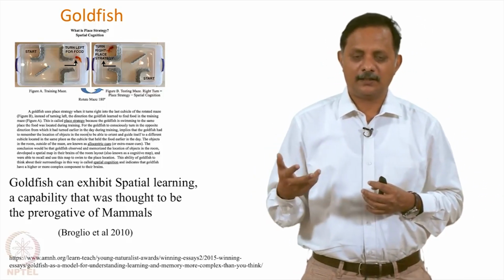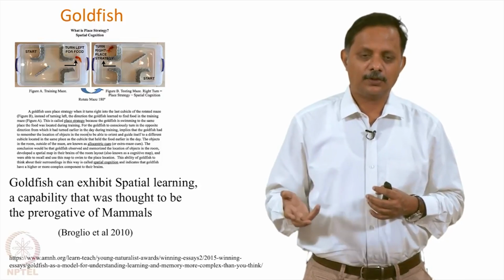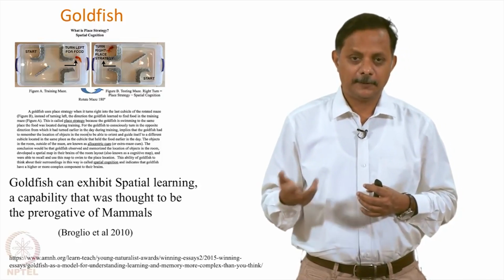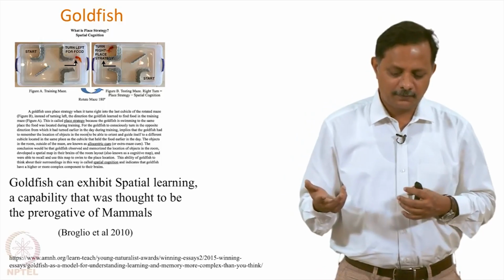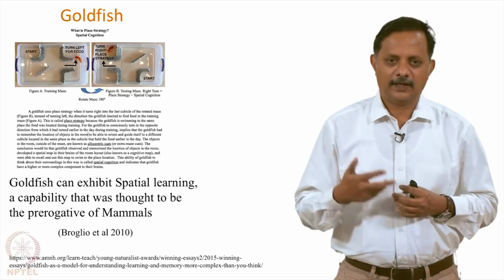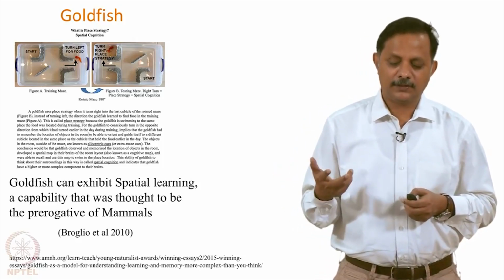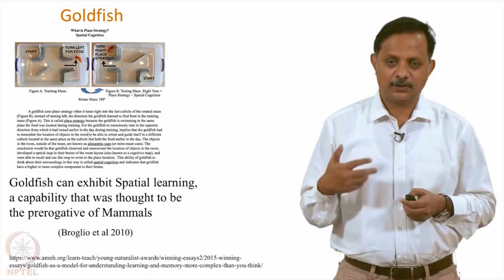So, a lot of studies have been done, and a part of the brain called the hippocampus, which is there in mammals, is thought to contribute to this kind of learning. But even goldfish were shown to be able to learn mazes and find their way around in mazes. So, they exhibit spatial learning, which is thought to be present only in higher mammals.